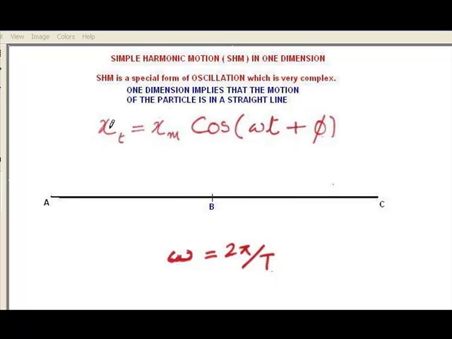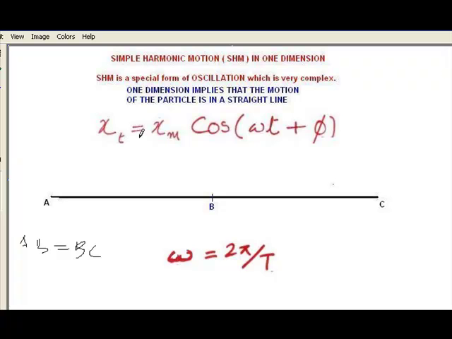Now this displacement of the particle from the point B, the midpoint, at a given time t is equal to xm. What is xm? xm is called amplitude. Now xm is actually the distance from A to B, or it is the distance between B to C. Now A to B, as we recall, is equal to BC. Okay, now this xm is the distance A to B, which is equal to BC, of course.